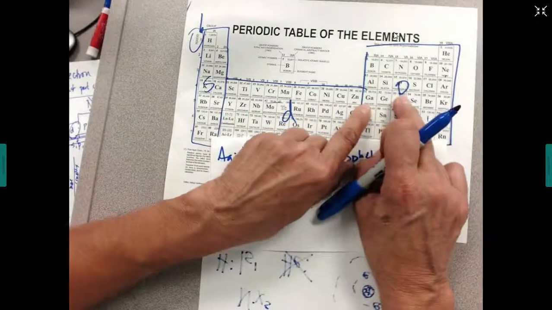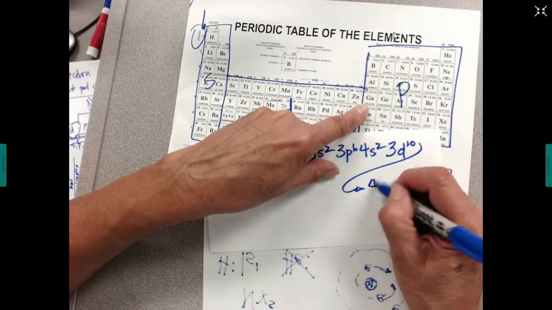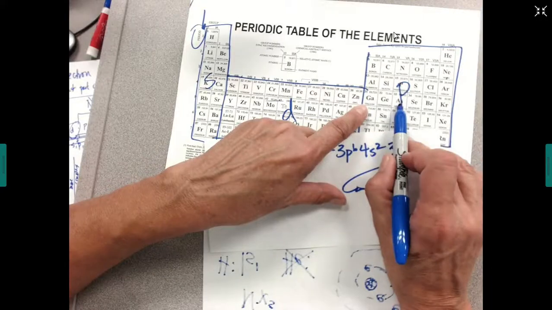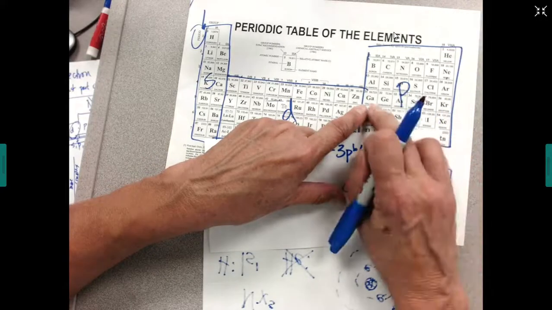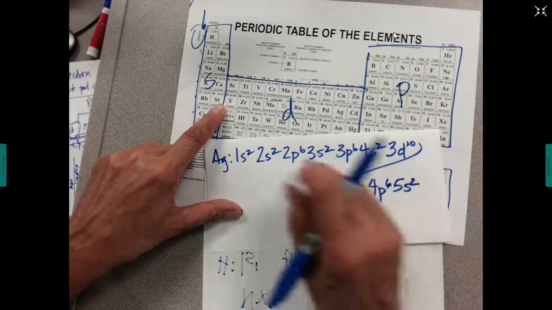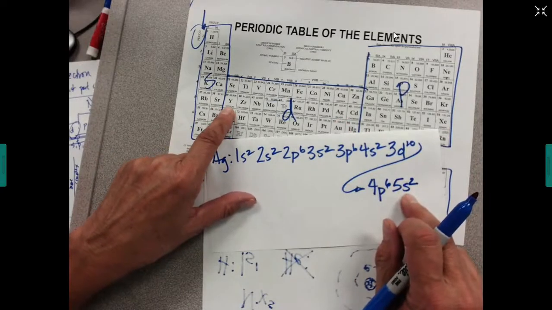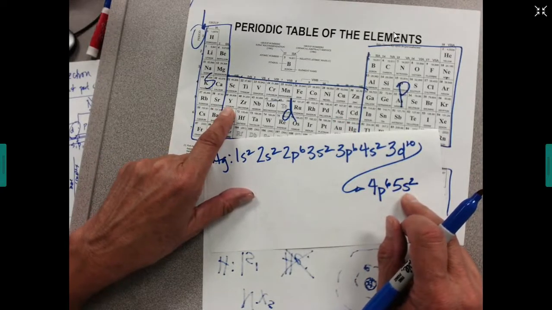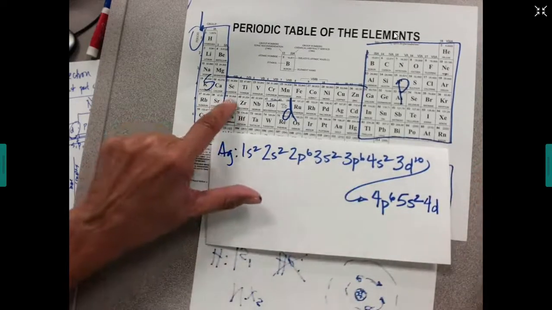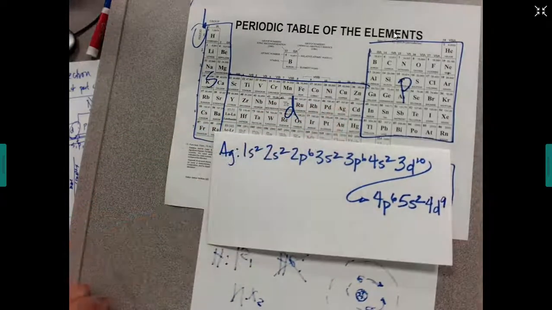Now that we're in the P block, we have to go back to the real level, so I'm going to move this down here a little bit. 4P, and we have to go through the whole block, 1, 2, 3, 4, 5, 6. Now we're down in the fifth row, so that's 5S, and there are two of them. And we get to silver. Now you would think that's a 5D, but remember, D lags one behind in principal quantum number. So it's actually 4D, and it goes 1, 2, 3, 4, 5, 6, 7, 8, 9 is where silver is.